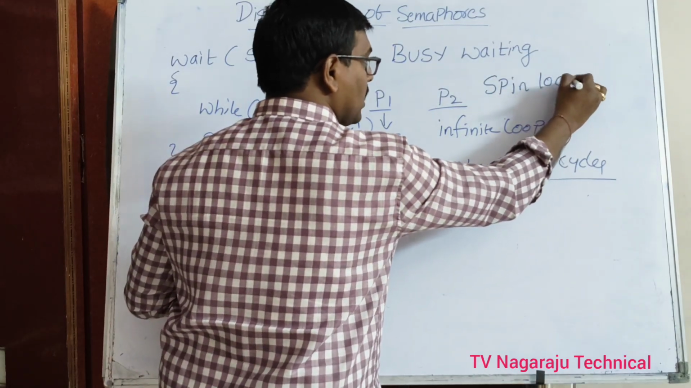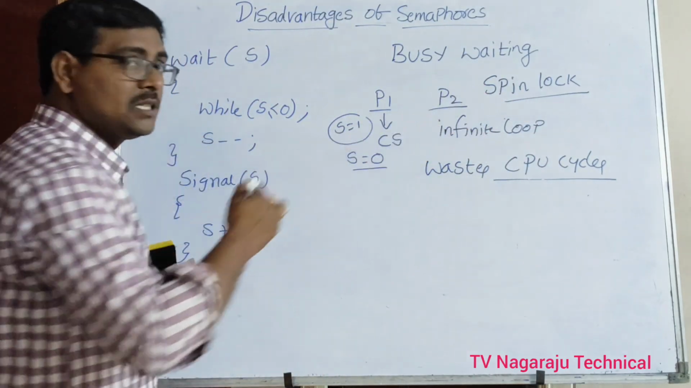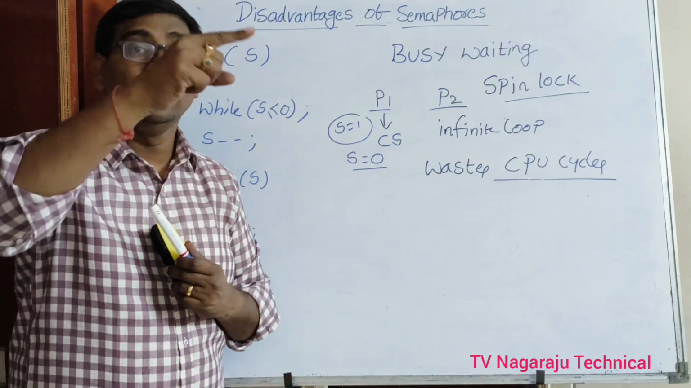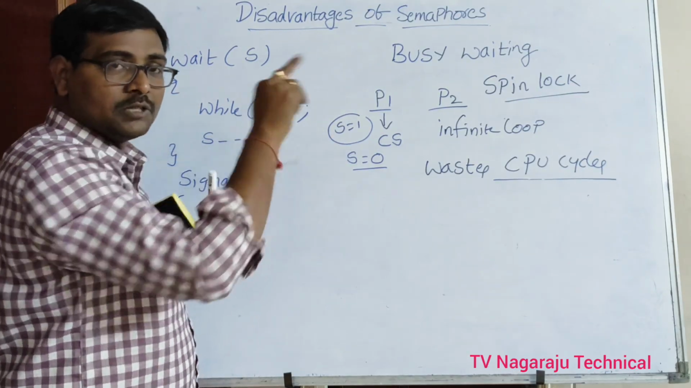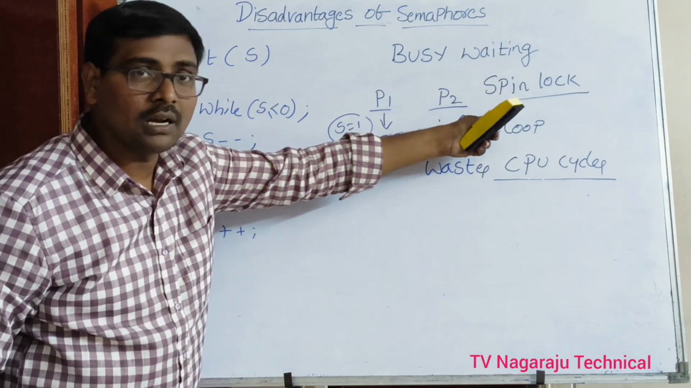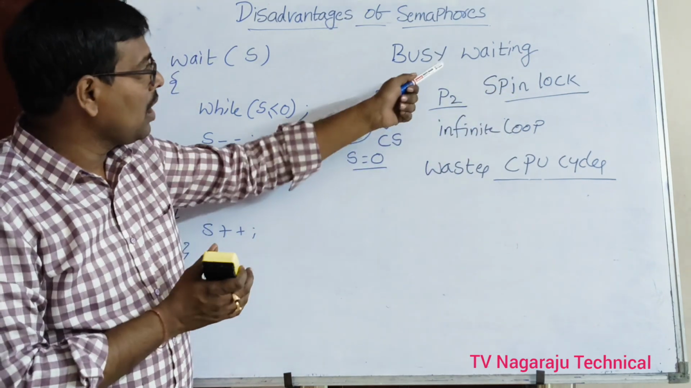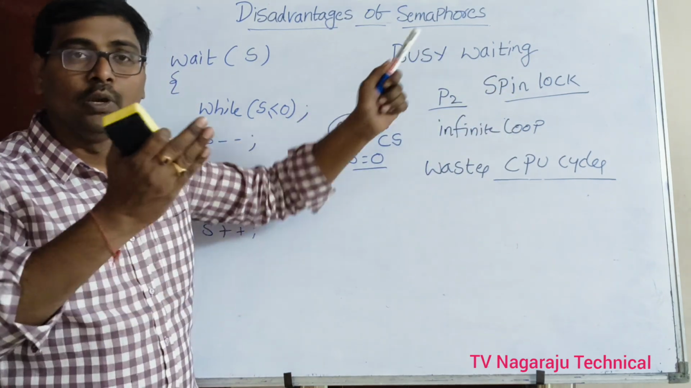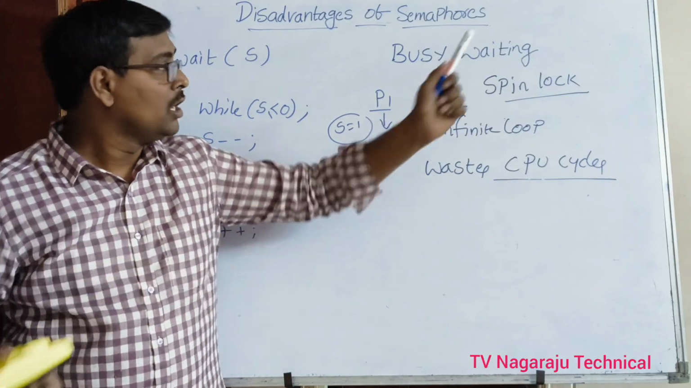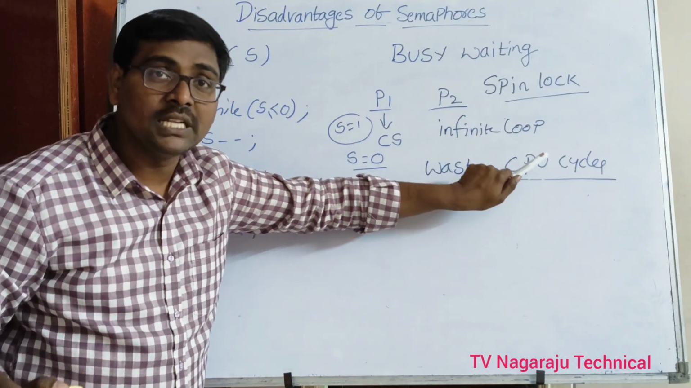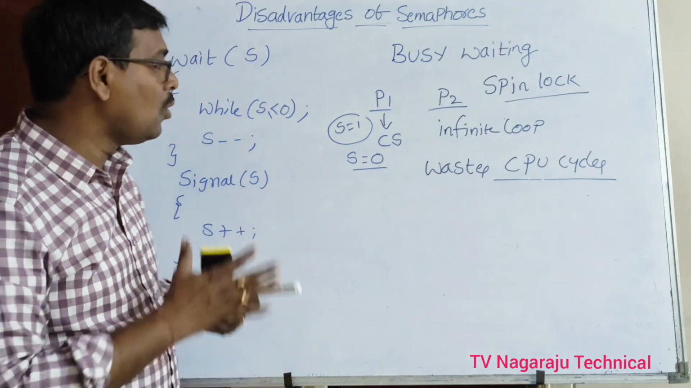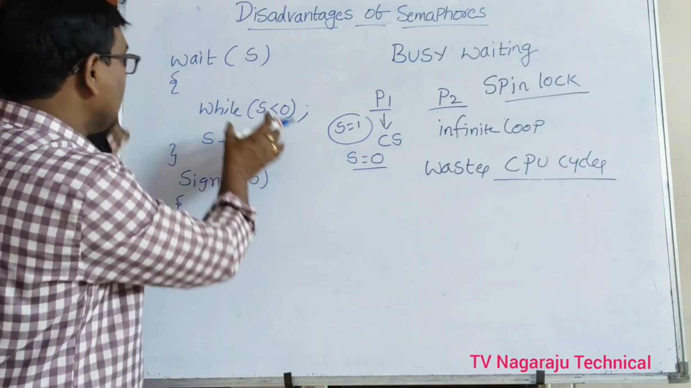And this busy waiting is also called Spinlock. This is not a new term. This is also called Spinlock, meaning spinning the loop until the semaphore is released. Spinning the loop. This is called Spinlock. Now, if you have a problem of busy waiting, you need to provide a solution to avoid busy waiting. That means you need to save the CPU cycle. How do we provide the solution?